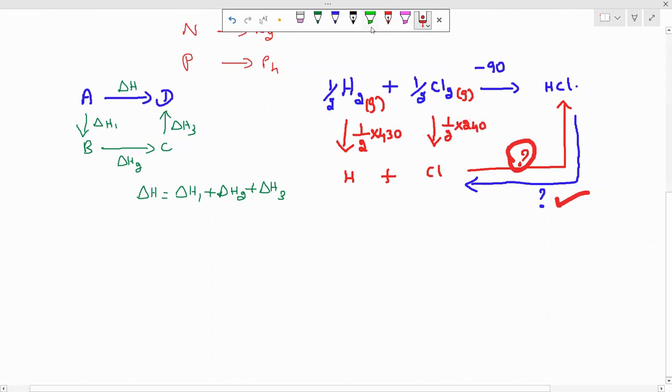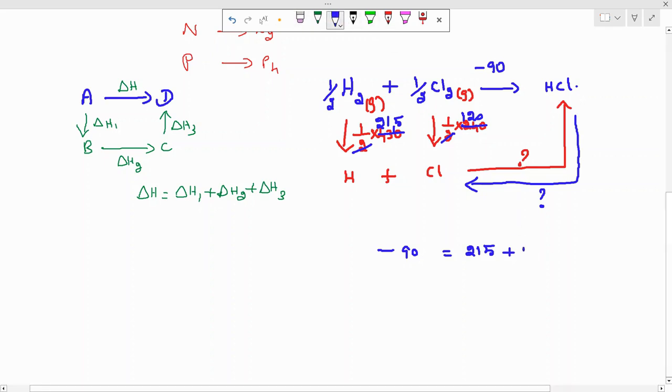Let us solve this. According to Hess law, minus 90 will be equal to half into 430, so 215. Bond enthalpy is always breaking enthalpy. For breaking, we have to give energy, so it is always endothermic. And then here it will be 120.